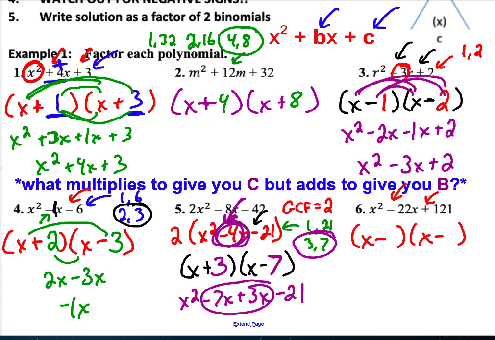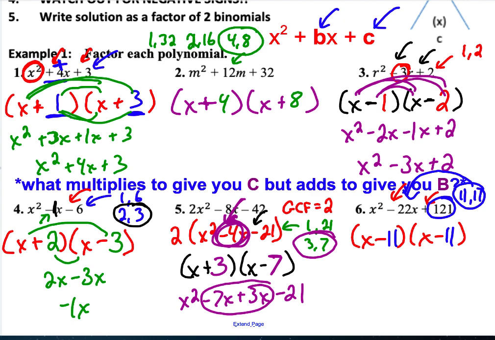All right, so focus on C, the last term. What could I multiply to get 121? Well, the only one I really know other than 1 and 121 is 11 times 11. We want them to combine to give me 22. Well, 11 plus 11 really does give me 22. So my 2 binomials are x minus 11 and x minus 11.